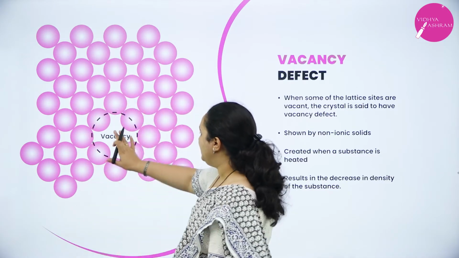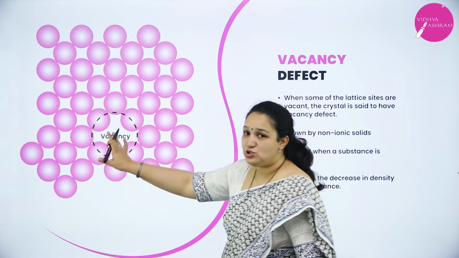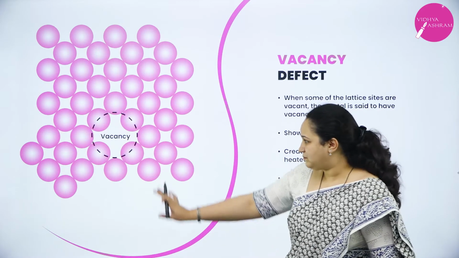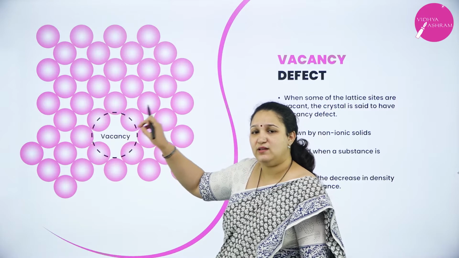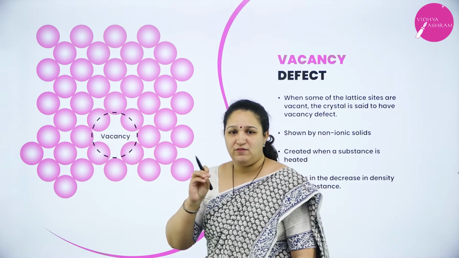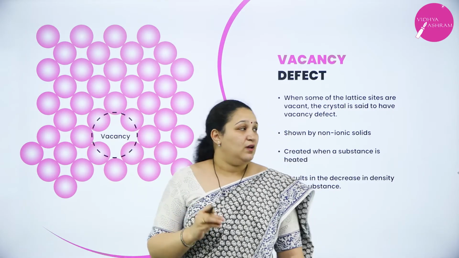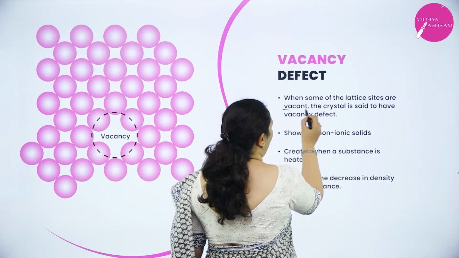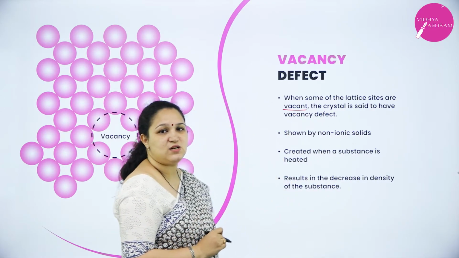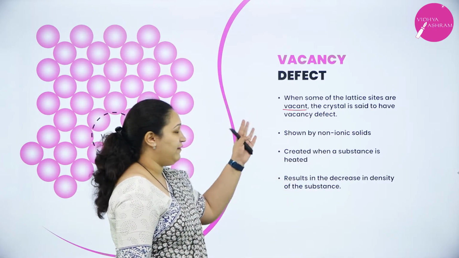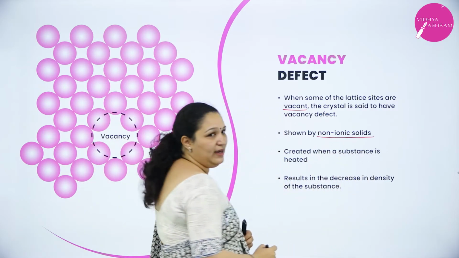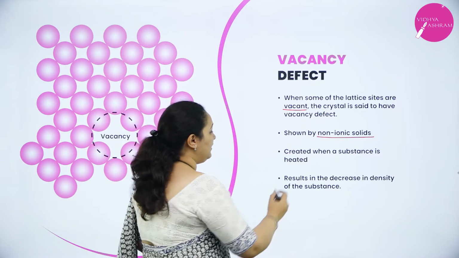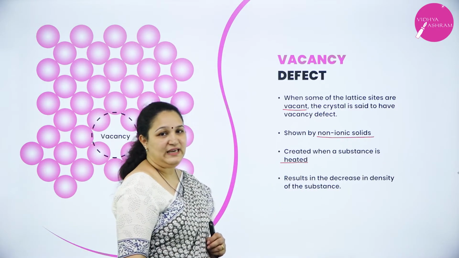You can see here, a particle should have been there, but instead of a particle there is an empty space, a vacancy created. Such defects are called vacancy defects. When some of the lattice sites are vacant, then the crystal is said to have a vacancy defect. It is shown by non-ionic solids. Also, it is created by heating.